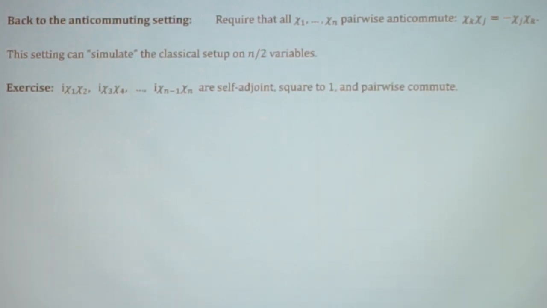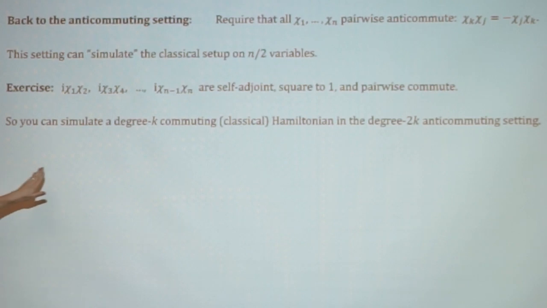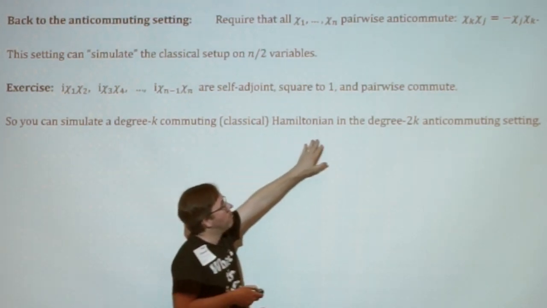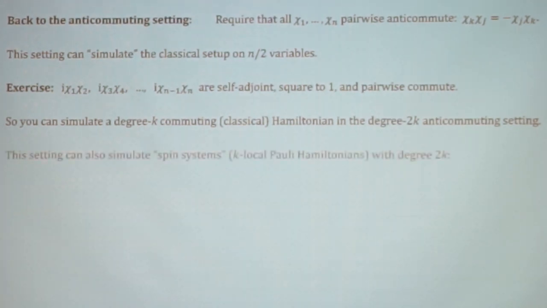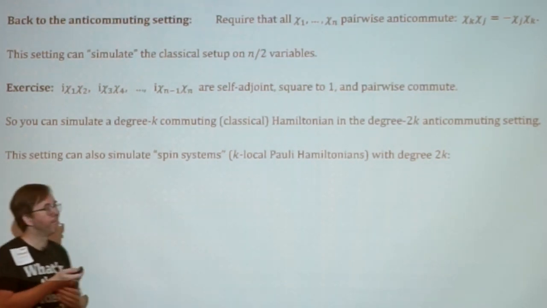Now when you do that, you would take a degree 1 classical problem, and it would become a degree 2 problem in this simulation world. So you might think, oh, I made the problem more complicated, but hang on, maybe you didn't make it so much more complicated. In general, you can simulate the degree k commuting classical problem in the degree 2k anti-commuting setting. And if you're really into k-local Hamiltonians, which I think many people are, same story. You can also simulate the k-local problem with degree 2k here as well.